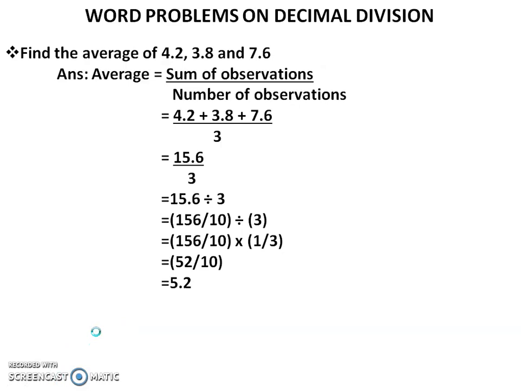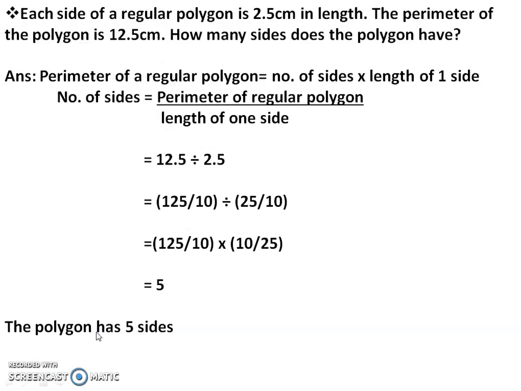Next one. The next question will be of finding the perimeter. Each side of a regular polygon is 2.5 cm in length. The perimeter of the polygon is 12.5 cm. How many sides does the polygon have? Students, it's not a new word for you. Is it that polygon is a new word for you? No. Polygon is a shape like square, triangle, all are polygons.